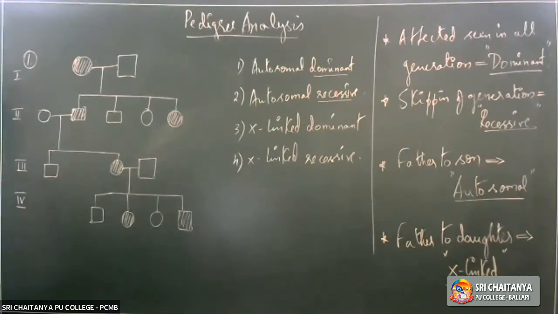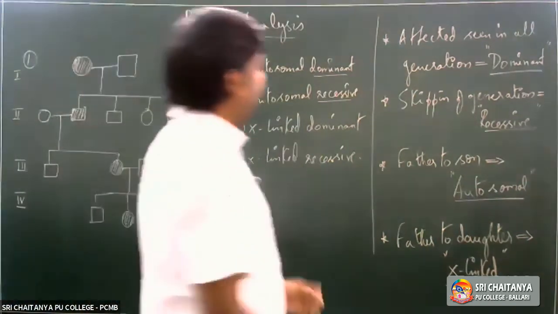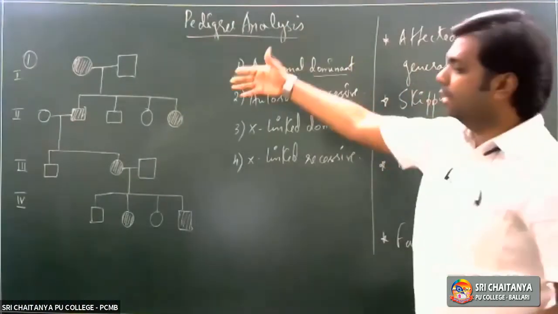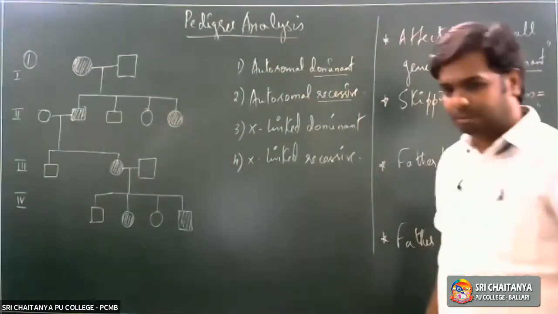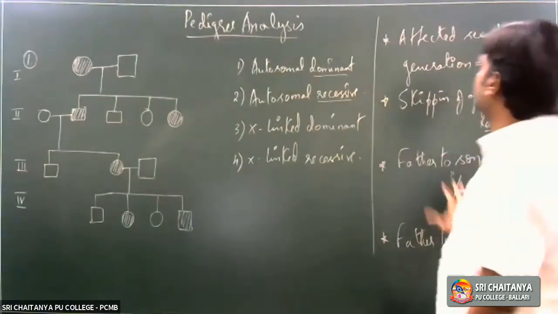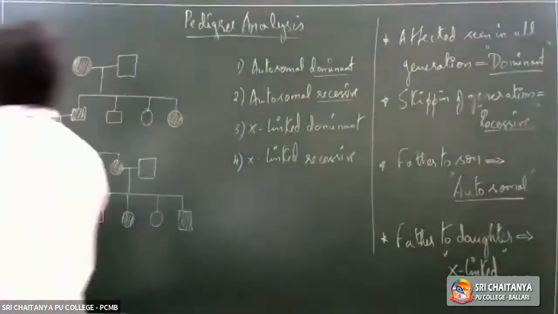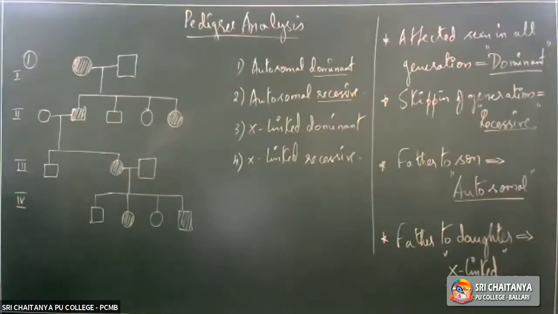Keeping this in mind, we can start identifying what sort of disorder this particular pedigree is. So you can just make a note of this, and then we'll start interpreting this particular thing here.